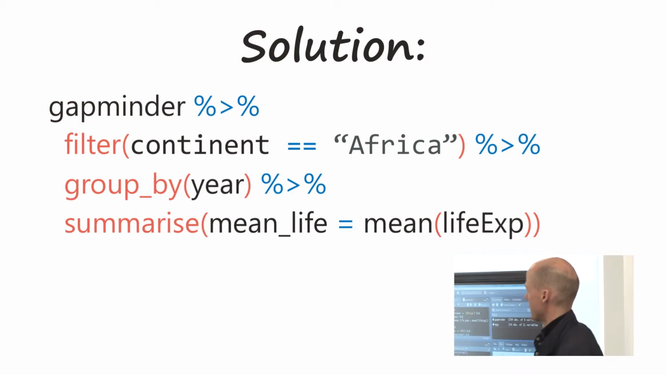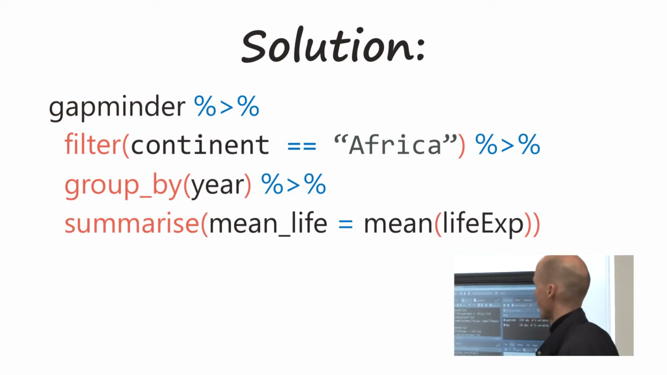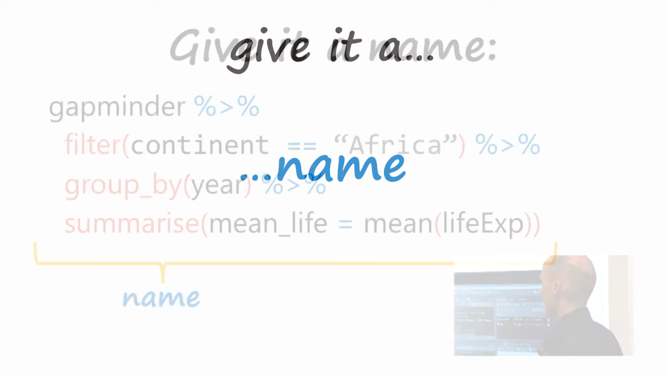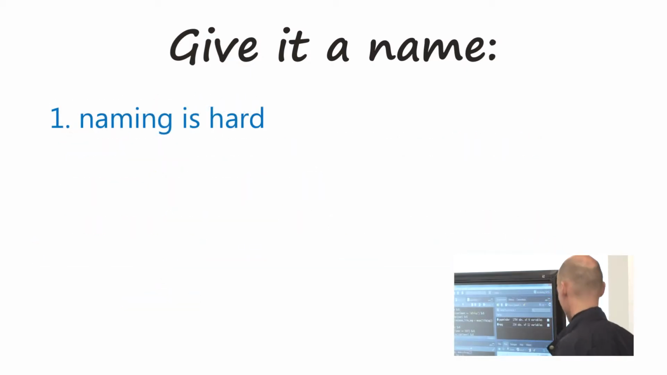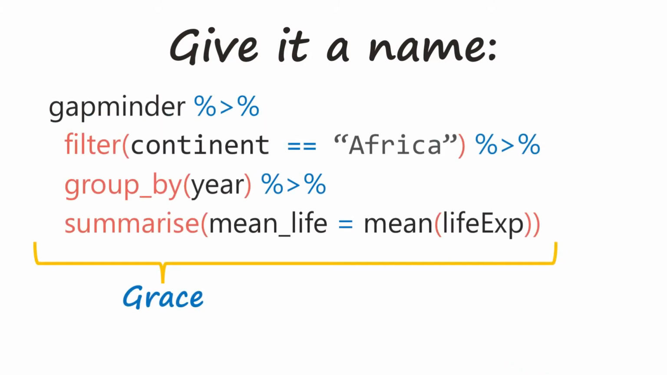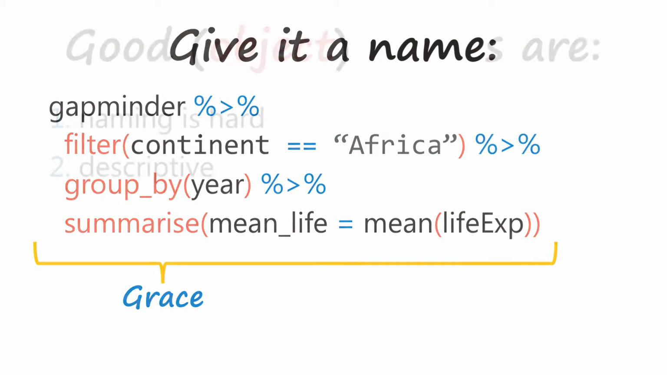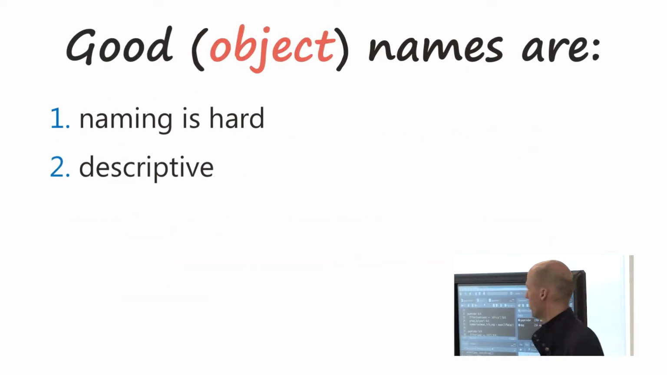So the solution is to take this bit of code and to give it a name. So what you're doing is replacing this with just these letters here. One issue is the name is actually surprisingly hard. So I could name this bit of code Grace, but that's not particularly suitable. Even though Grace is a lovely name, it's not suitable for this bit of code. We won't use Grace. What we really want are object names.